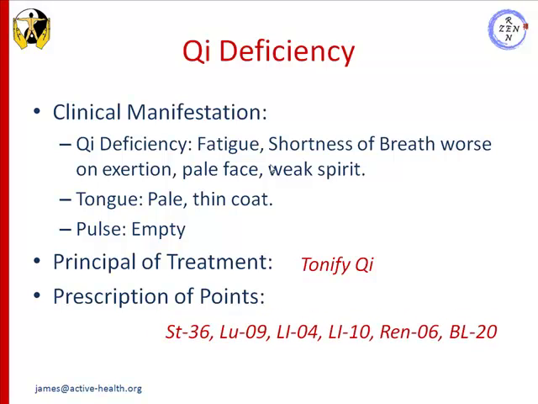And the list of points that we have here would be stomach 36, which tonifies Qi of the whole body, it strengthens the whole body. Lung 9, large intestine 4, large intestine 10, Ren 6, which is an excellent Qi tonic, bladder 20. And when you understand how Qi is made, you'll understand that the spleen is one of the major organs involved in the production of Qi. However, we can't lose sight of the other organs that are involved in Qi production as well, or in the creation of Qi in the body.